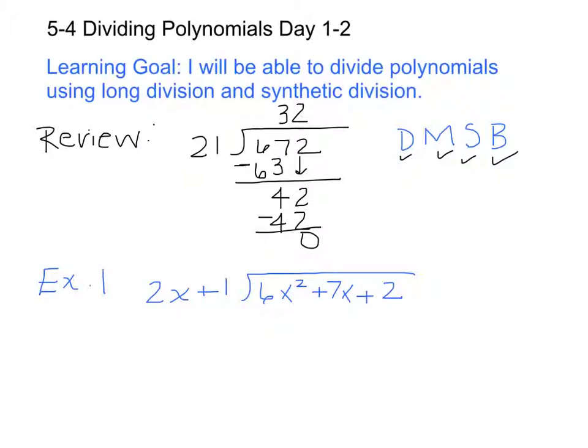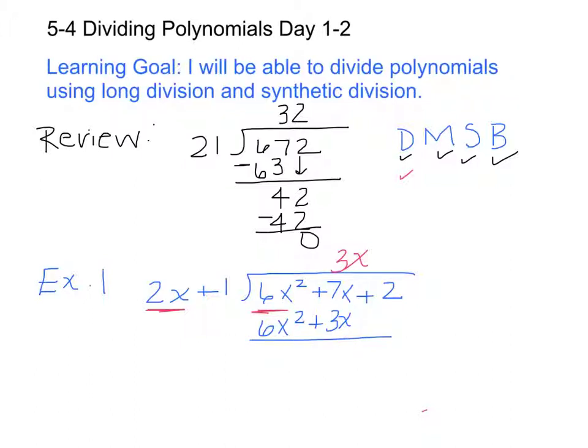So we're going to divide 2x plus 1 into 6x squared plus 7x. So basically when we do that, I look at the first term and I try to divide 2x into 6x squared, which will be 3x. And then that's my first step. Then I multiply. So you're going to do 3x times 2x, which is 6x squared, and 3x times 1, which is 3x.